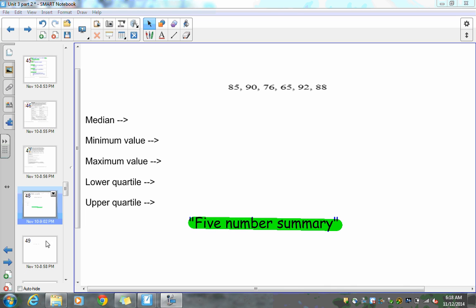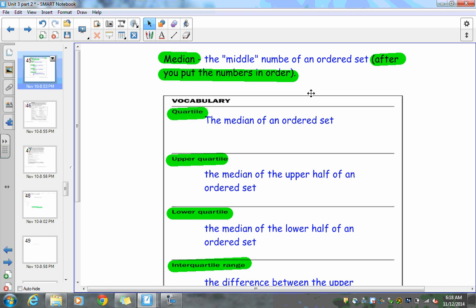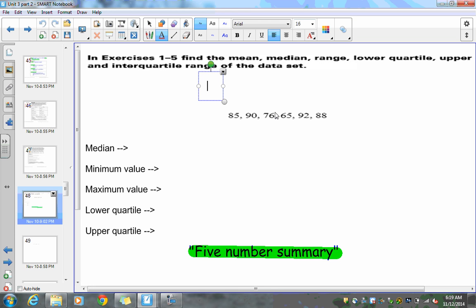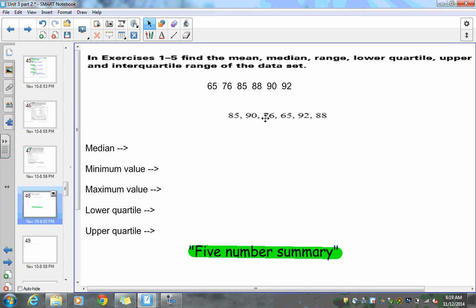Now, going back to our definition slide, remember what I highlighted: after you put the numbers in order, you've got to put the numbers in order. So 85, 90, 76, let's go ahead and put all that in order. Starting with 65, 76, 85, 88, 90, 92. I believe that's all of them. Let's see, 1, 2, 3, 4, 5, 6, and 1, 2, 3, 4, 5, 6.